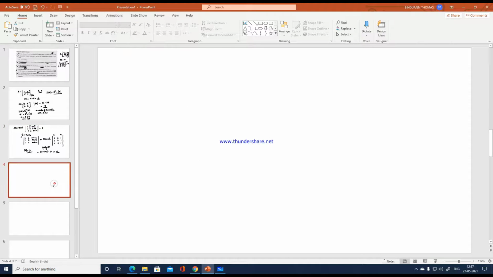Now let's see another question. How do we evaluate such a question? So let's evaluate the determinant with rows 1, 1, 1; 1, 1 plus x, 1; 1, 1, 1 plus y.